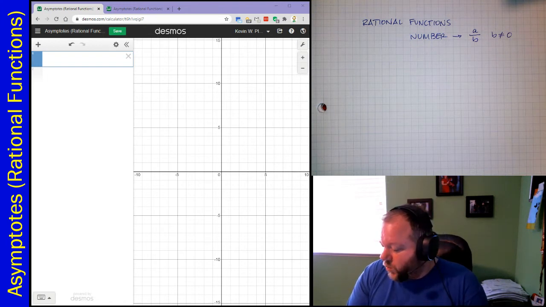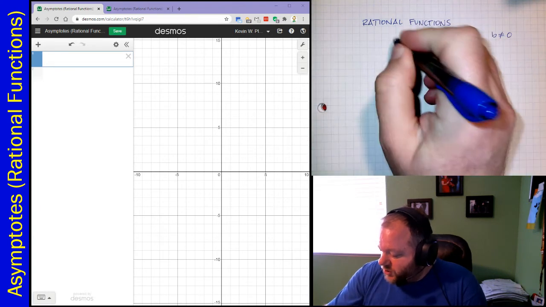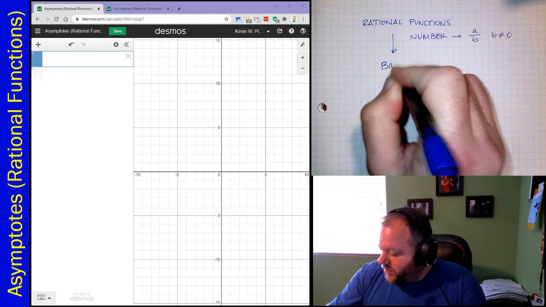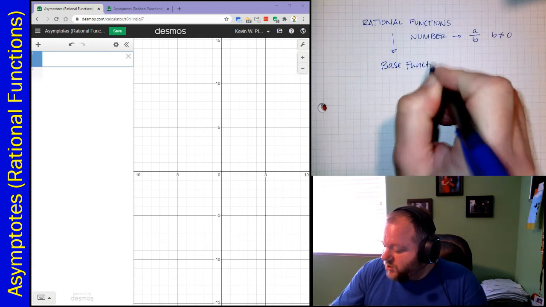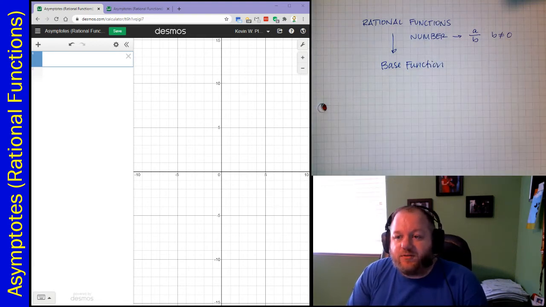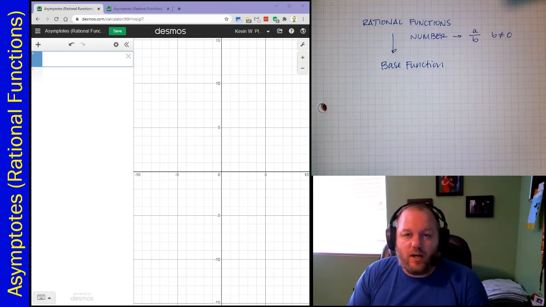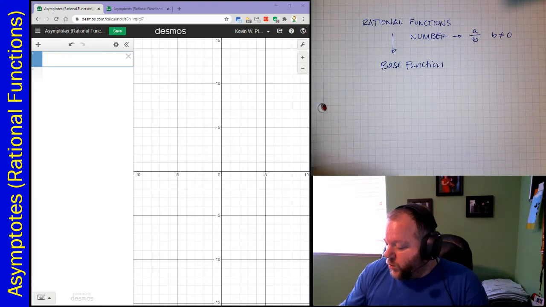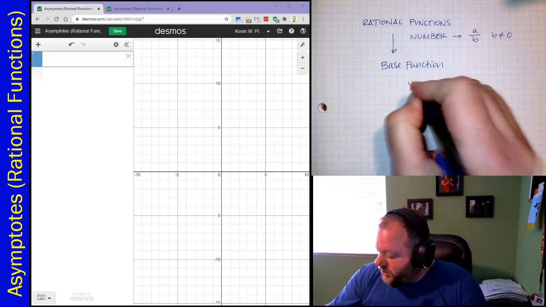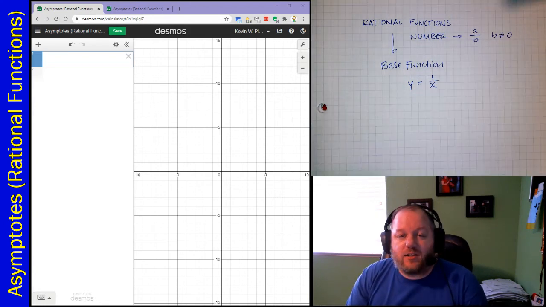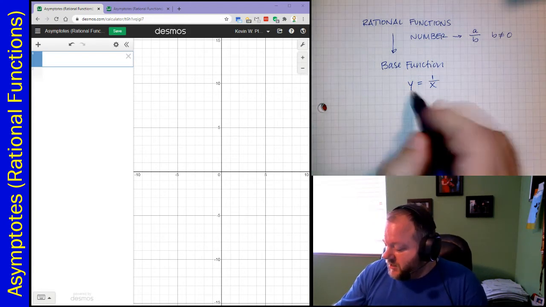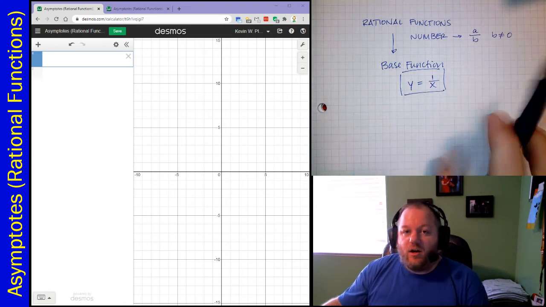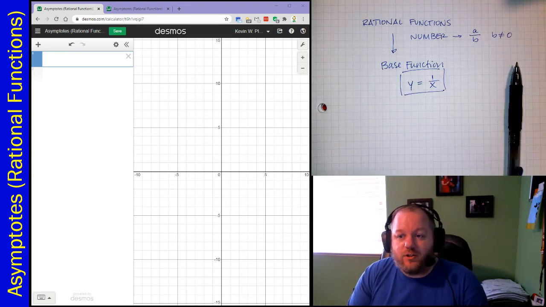So when you look at rational functions, you need to look at the base function. Every type of function has its base function. For linear functions, it's y equals x. For quadratics, the base is y equals x squared. For rational functions, the base function is y equals 1 over x. This is the basis under which all rational functions can be assumed.